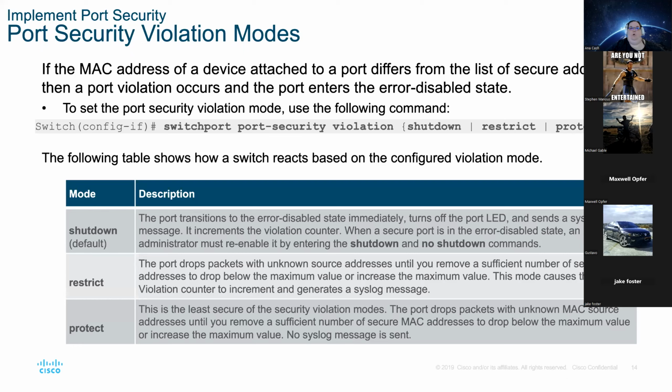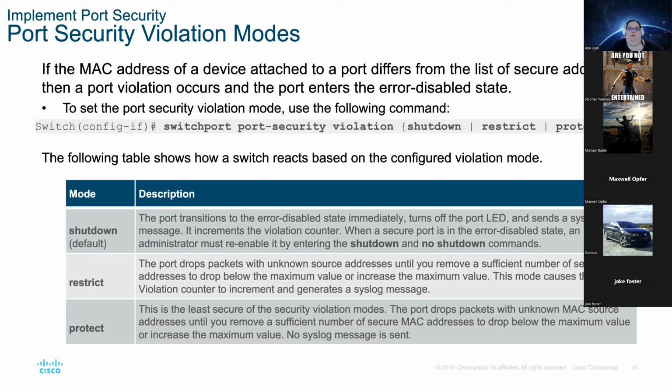Okay, so there are port security violation modes. If the MAC address of a device attached to a port differs from the list of secure addresses, then a port violation occurs and the port enters the error-disabled state. To set the port security violation mode, use the following command, and then you'll see switchport port-security violation, and then you have shutdown, restrict, or protect. And then this table shows you what shutdown, restrict, or protect do.